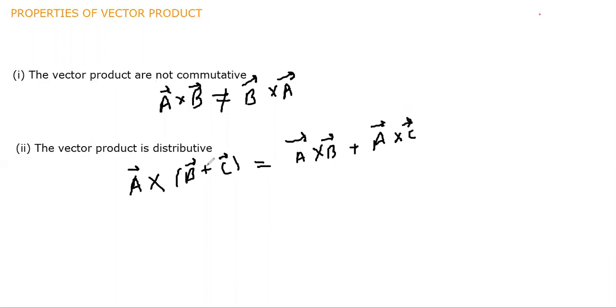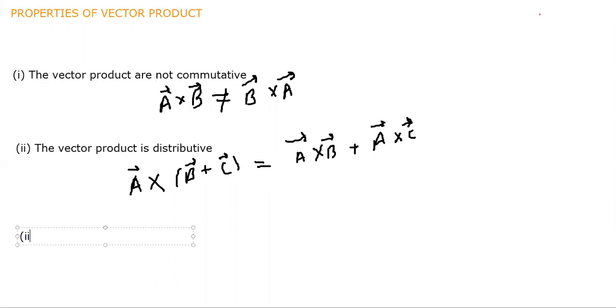By order I mean, if you are doing cross product A cross B, you are at A cross B only, not B cross A. And then it is A cross C. So A is coming first and C is afterwards. You won't change the order. If you change the order, you are violating the law. So the second property is the vector product is distributive.